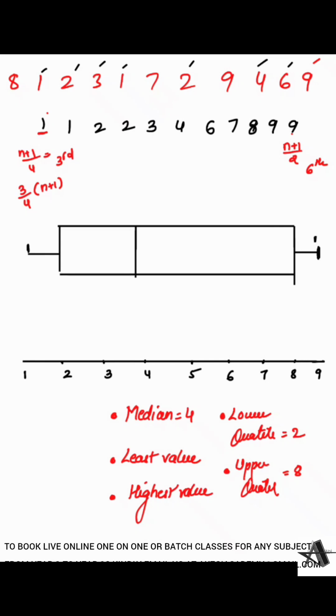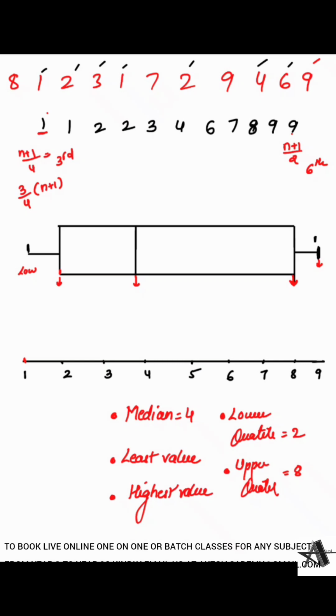So this is your box plot. Here you will find the lowest value, which is 1, then a lower quartile, which is 2, the median, which is 4, the upper quartile, which is 8, and the highest value, which is 9. This is a box plot, which is a box in which all 5 values are plotted.